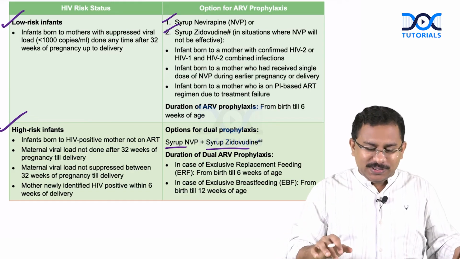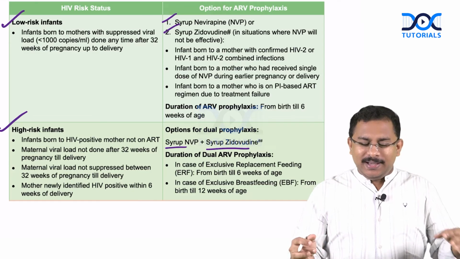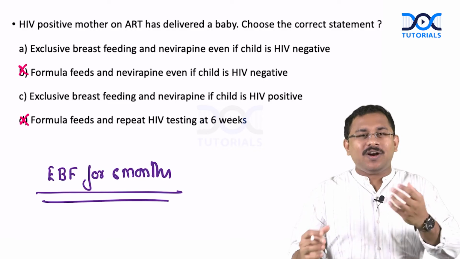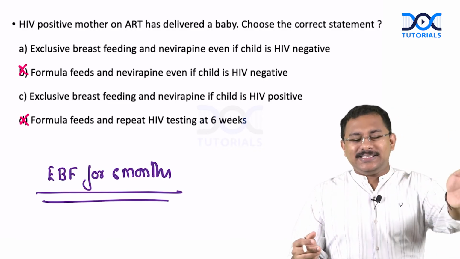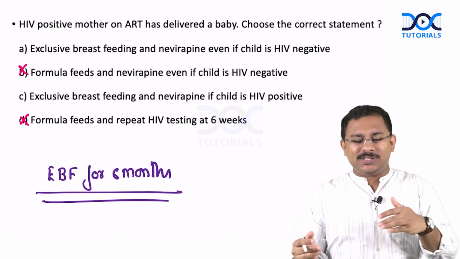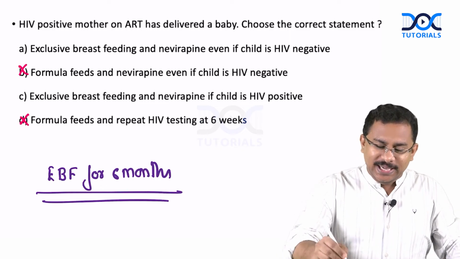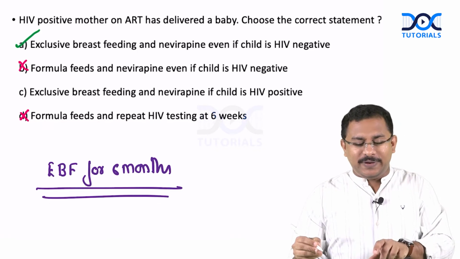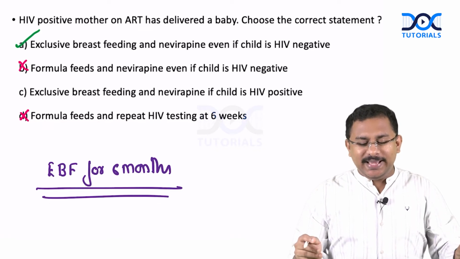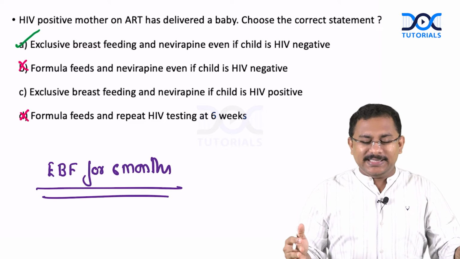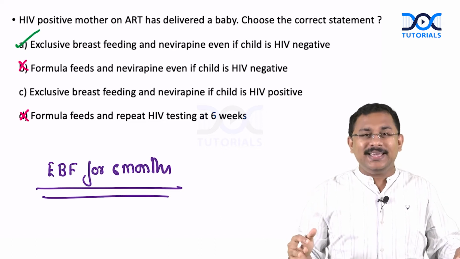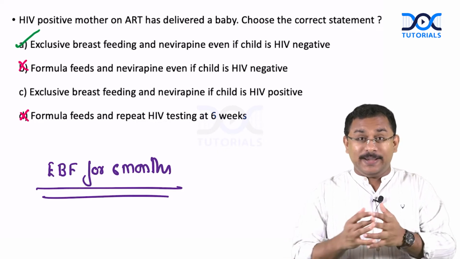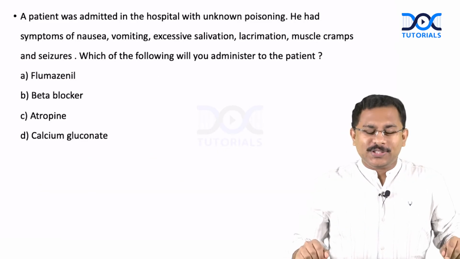So coming back to this option, exclusive breastfeeding is given, and the nevirapine prophylaxis is not based on you going and again checking if the child is HIV positive or negative. No. So even if the child is HIV negative, you have got to give nevirapine prophylaxis. So exclusive breastfeeding and nevirapine, even if the child is HIV negative, that is the correct statement. Okay. So this again is an expected question. Okay. Moving to the next question.